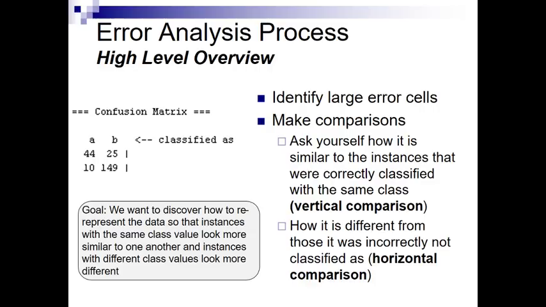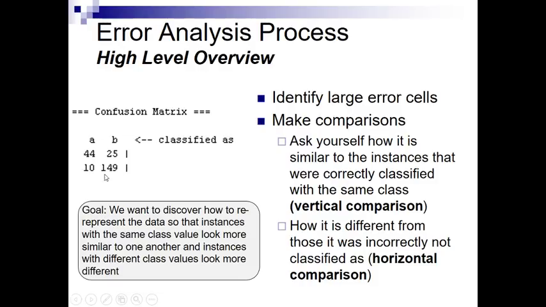And what we want to do when we're doing an error analysis is figure out why these 25 instances looked different from the other 44 that were correctly classified as A's, or why did these 25 look like the 149 that were correctly classified as B's even though they're not B's. Similarly for the 10, why did they look like A's when they were actually B's? Why did they look different from B's when they were actually B's?